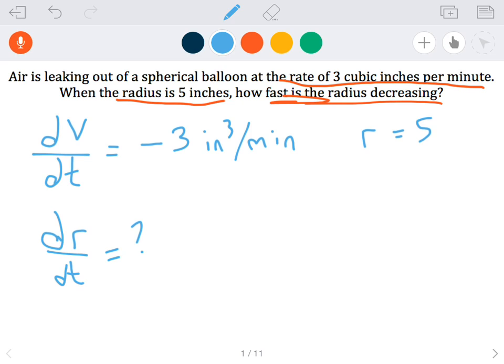Now what I need is an equation that relates V and r for a sphere. And that sure sounds like the volume of a sphere, which is 4/3 pi r cubed. You need some formula from geometry that relates the variables you have. It's almost always just some simple geometric formula. And here we're talking about the volume of a sphere. So V equals 4/3 pi r cubed.